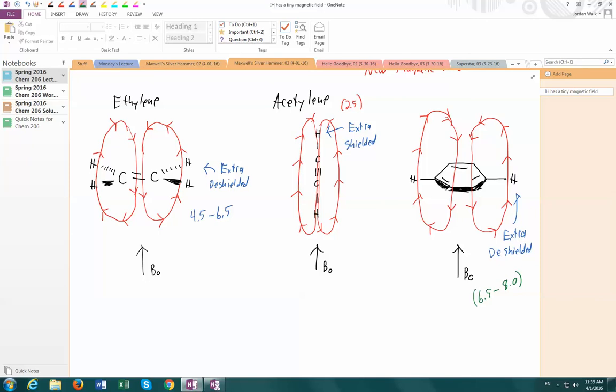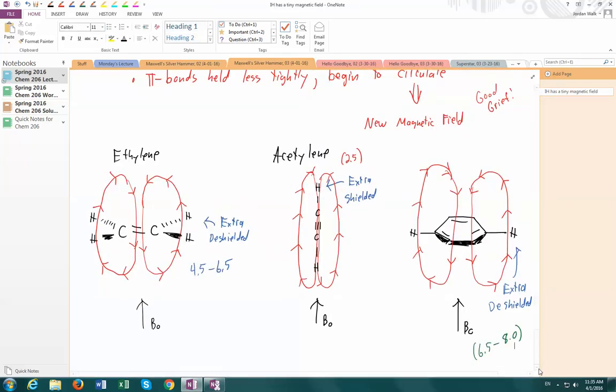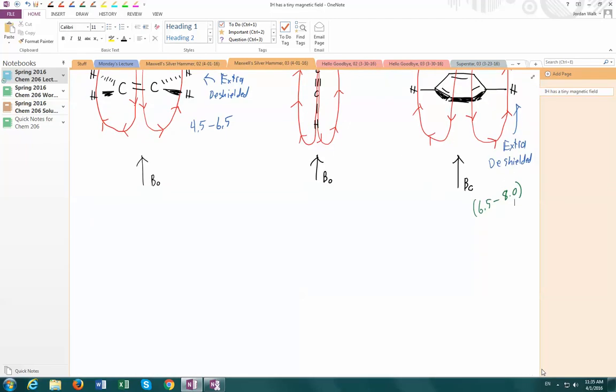Okay, so that's anisotropic effects. Important stuff. So finally, we're going to move to part D.